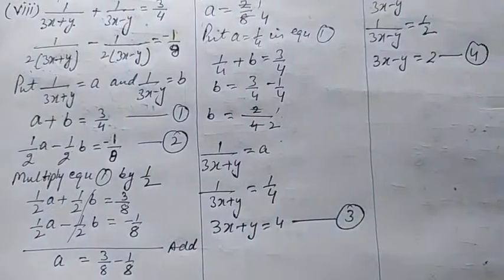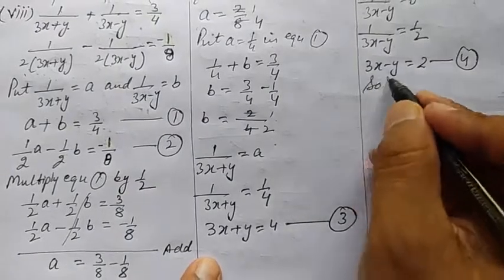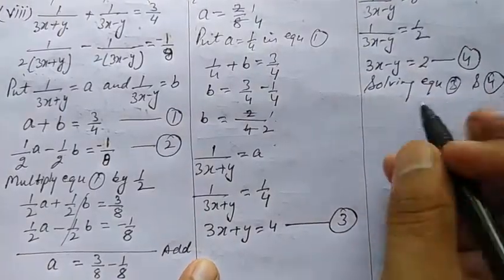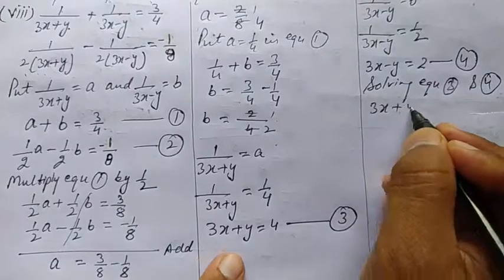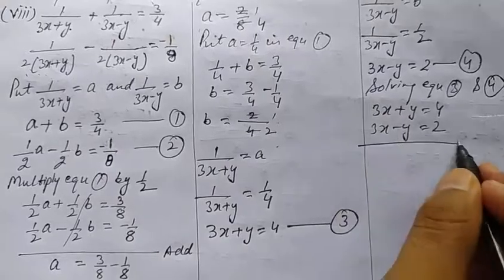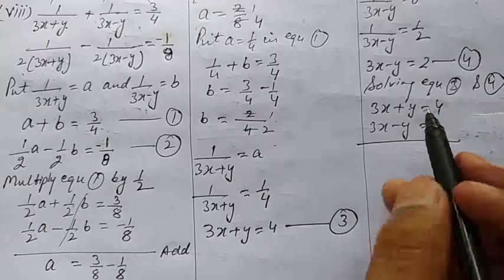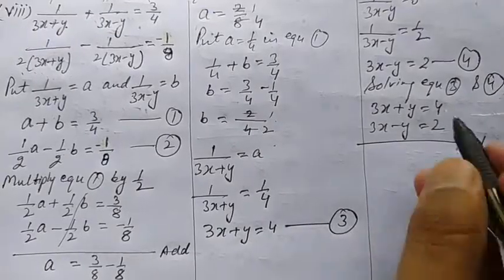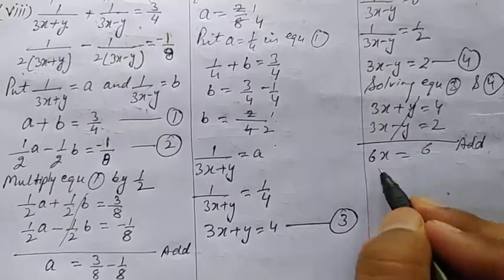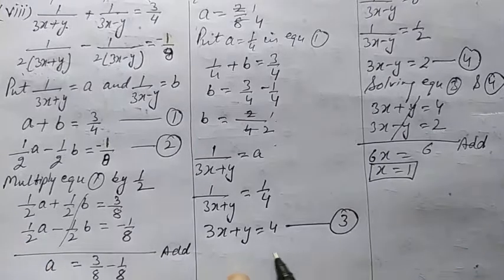Now we solve equation 3 and equation 4. First of all, we'll write these two equations together. So 3x plus y is 4 and here 3x minus y is 2. Here we are to solve with the elimination method only. So the coefficient of y is already same and in different sign. So we will add these two equations and this will be cancelled. So it becomes 6x is equal to 6. So x is 1. So now we'll put the value of x as 1 in equation 3.